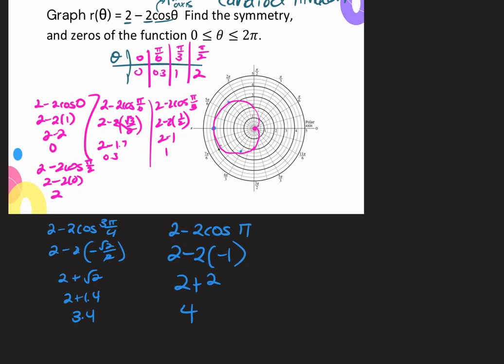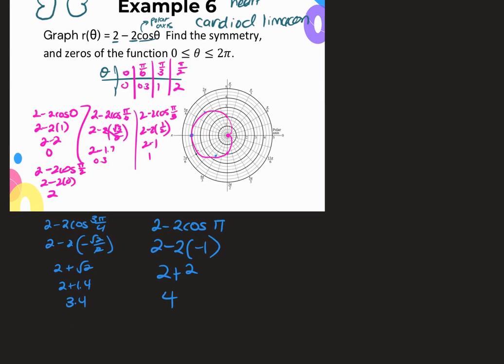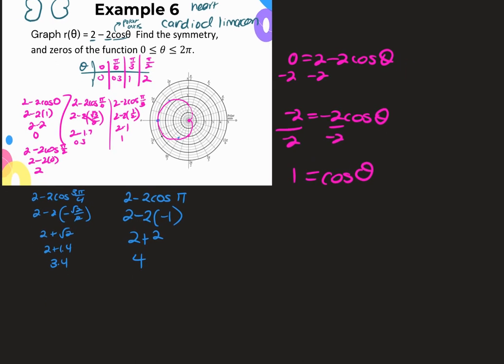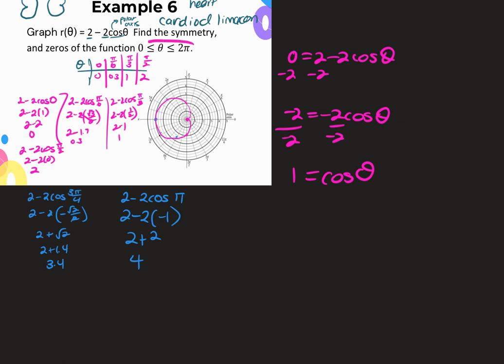All right, now it asks for the zeros. How do we find zeros? Set it equal to 0. So I'd subtract the 2: negative 2 equals negative 2 cosine theta. Divide by negative 2: 1 equals cosine theta. Where is cosine theta 1 between 0 and 2 pi, including 2 pi, because it says or equal to? 0 and 2 pi. So those would be the zeros of this function.